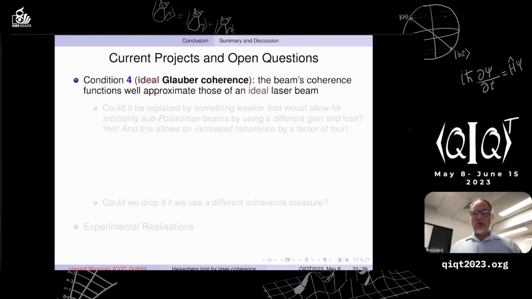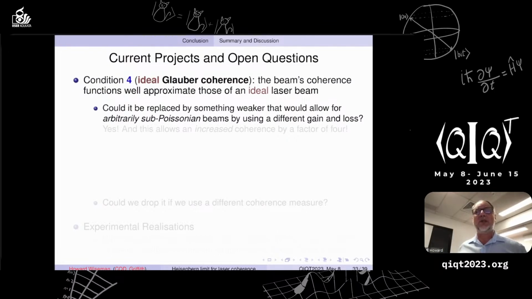That's good. So just to say a little bit about other things that are going on in this area in my group. You may have noticed that condition 4 was by far the one that needed the most explanation, this ideal Glauber coherence. Just to remind you, that was that the beam's coherence functions well approximate those of an ideal laser beam. So it feels a little bit unsatisfying to have this condition. It's a bit like Euclid's fifth postulate in geometry that was sort of complicated and people spent millennia trying to figure out if they could do without it. And so that's something we're interested in as well.